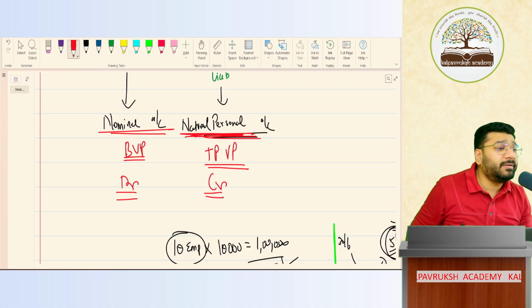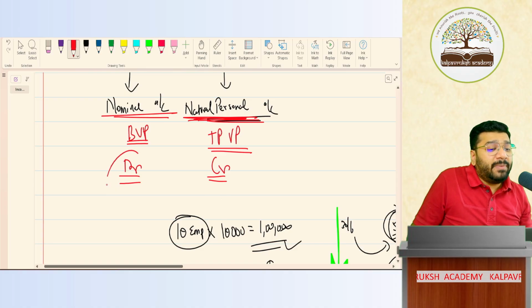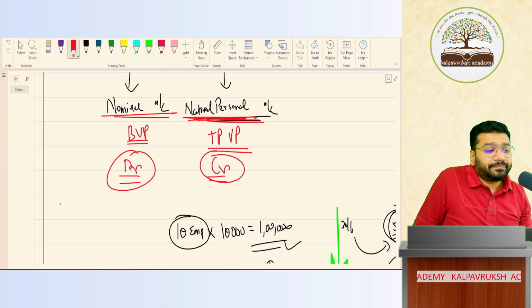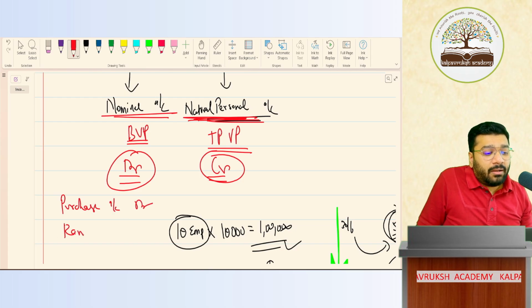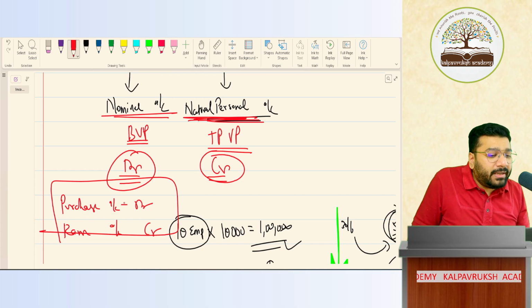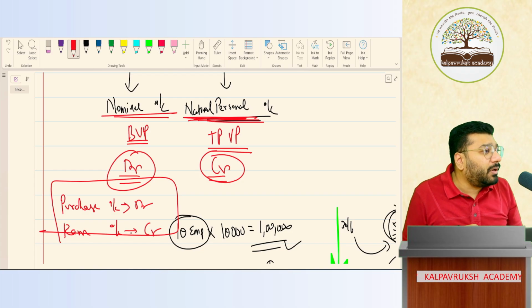Clear or not clear? So expenses will be debited. Ram will be credited. So the entry will be: purchase account debit, Ram account credit. Now the format I'll teach you when I do the journal. As of now, what am I teaching? What account will be debited? What account will be credited? Got it? Not got it?